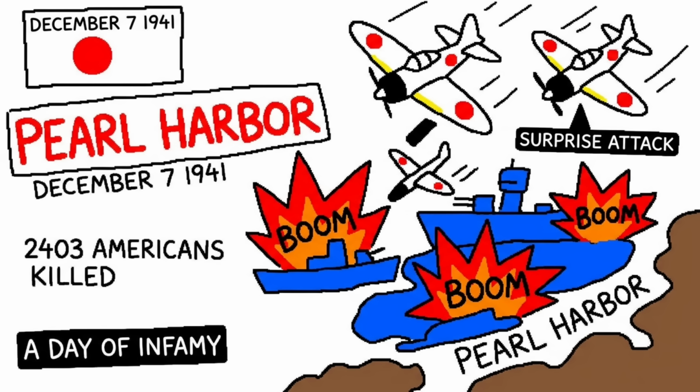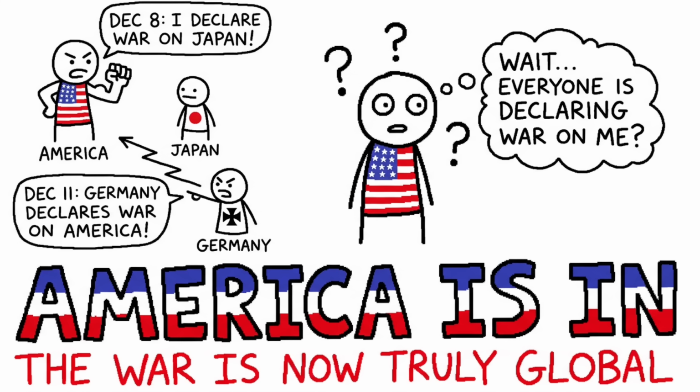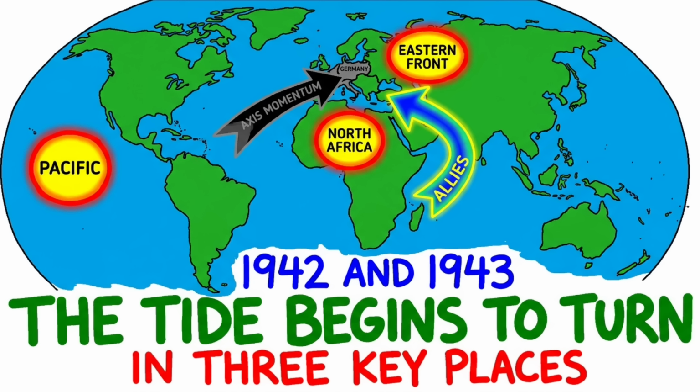2,403 Americans were killed. 18 ships were sunk or damaged. 188 aircraft were destroyed. The next day, December 8, 1941, the United States declared war on Japan. Germany and Italy then declared war on the United States on December 11th. America was in. The war had become truly global.